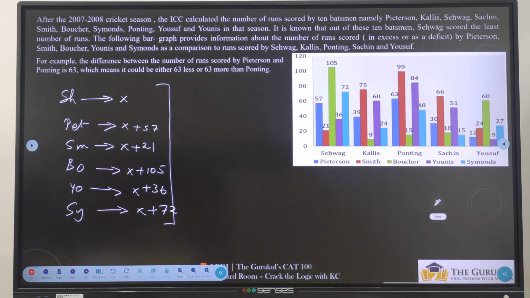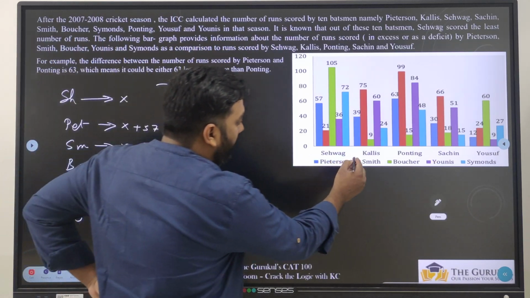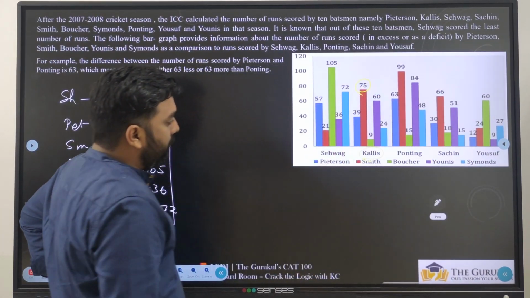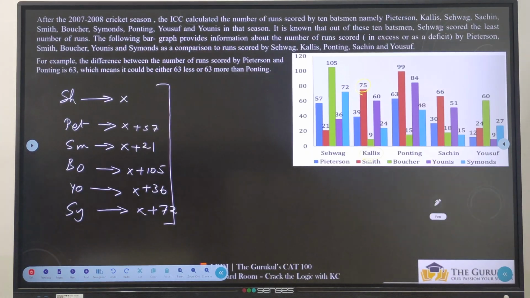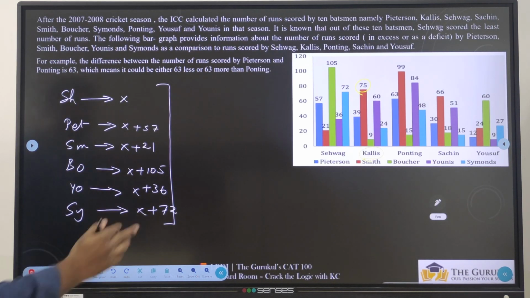Clear till this part, everyone? Very good. If you observe carefully for Cullis, the second person, take the highest scorer, that is Smith, for the second person. Because in this Cullis part, the highest scorer is Smith. Now can I say Smith's score is already X plus 21? If X plus 21 is that score, can I calculate Cullis' score? It can be 75 less or 75 more. Yes or no? Okay.